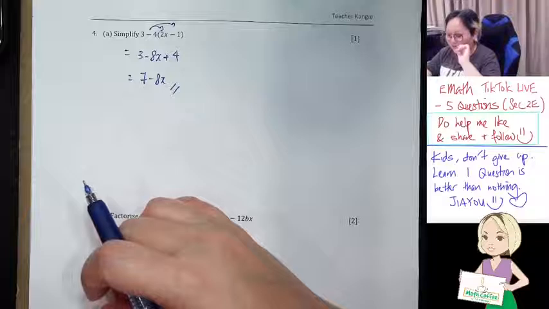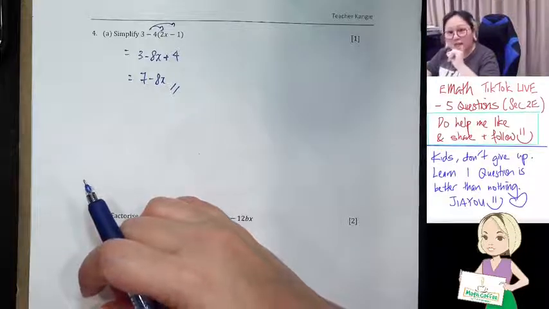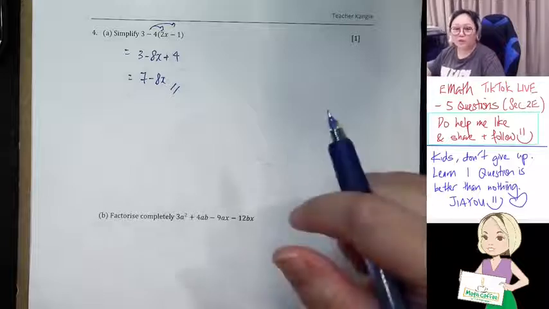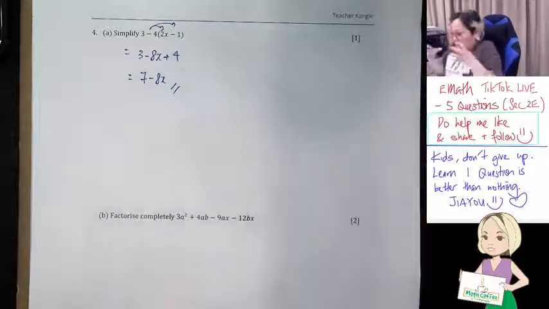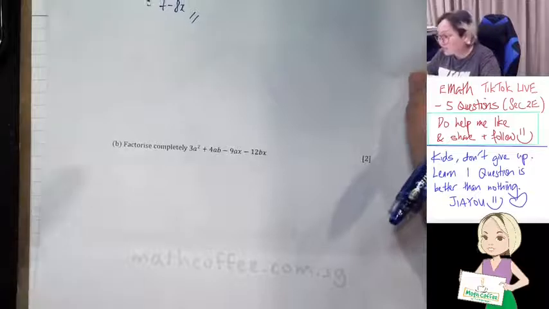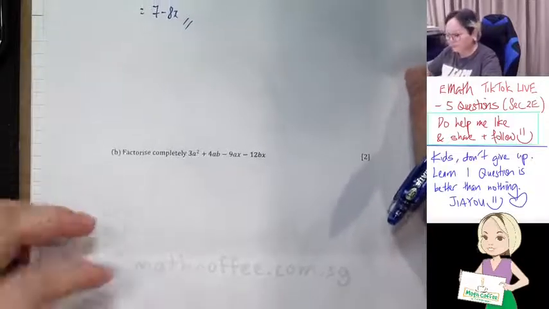Stare at it? Cannot, don't stare. You stare, you still have to put in effort. It doesn't mean that if you stare, Teacher Kangie will pop up and do the question for you. No. Staring is to get some inspiration. I don't have the magic where by staring at the keychain, the answer will suddenly pop up for you.